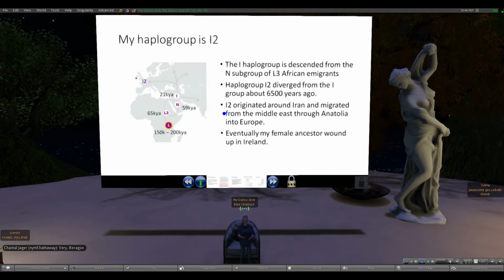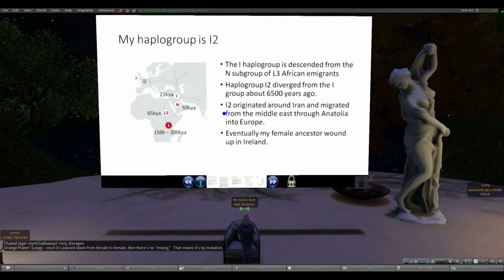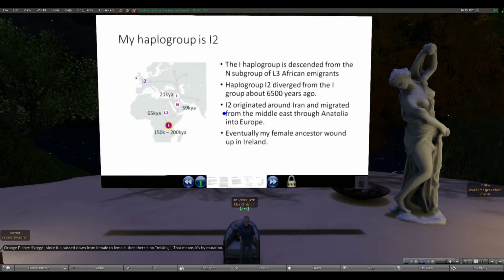Yes, that timeline does bring home how new humans are. So eventually my female ancestor wound up in Ireland, which makes sense because that's where my maternal grandparents came from. Yes, so any change that gets made in the sequence has to be made by mutation because you don't get any mixing from parents.